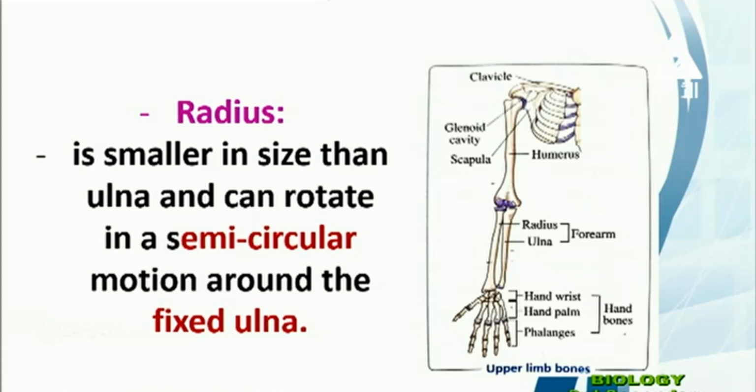While the ulna is fixed. By the way, try to make yourself remember all the differences. I told you radius starts with R, it rotates, while the ulna is fixed, okay? Radius rotates around the fixed ulna. So the ulna is fixed, okay?